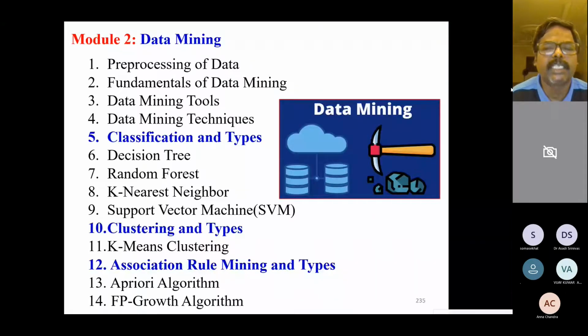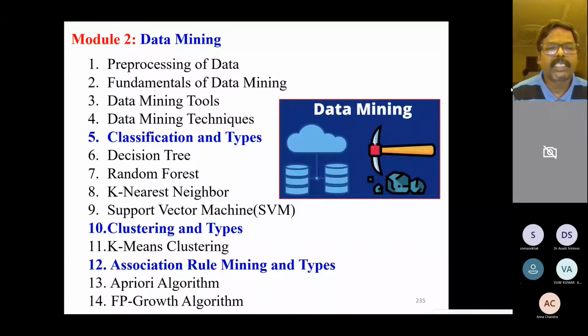In this, data mining is nothing but extracting meaningful, interesting patterns from the huge volume of data. That is called data mining. So in this one, pre-processing of data, fundamentals of data mining, what the various data mining tools available are, and what the data mining techniques are.